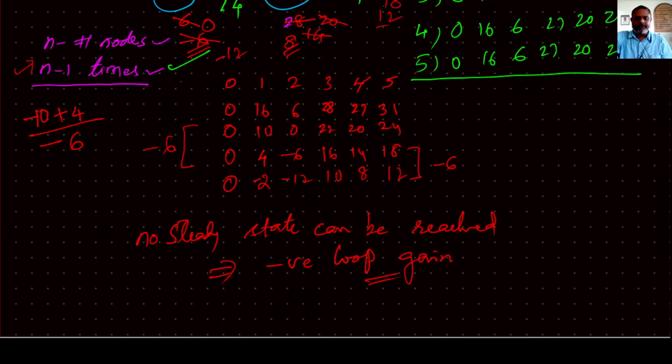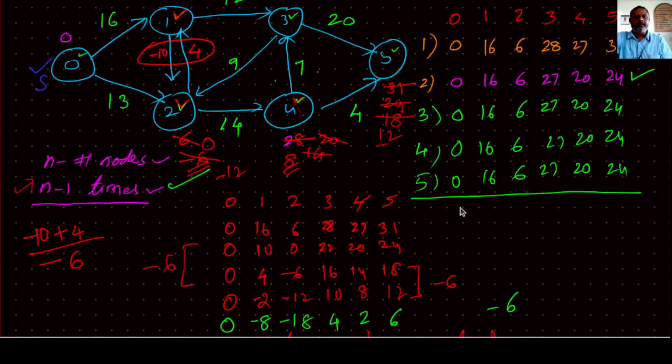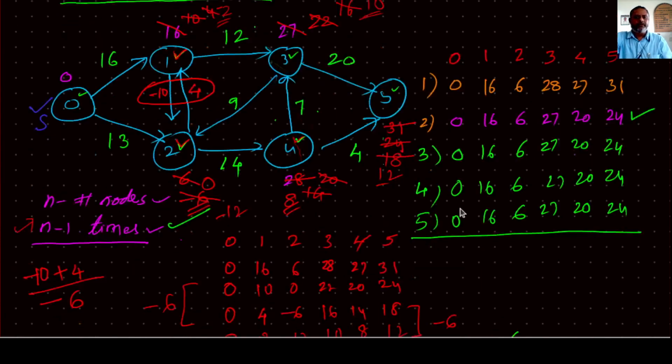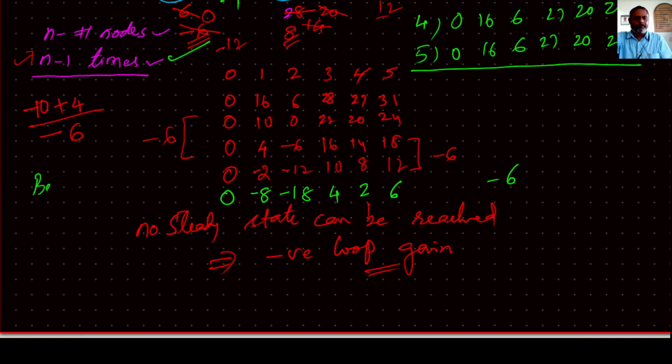If you try any more number of steps, it's definite that the next I can expect is -6, meaning this goes to -8, this goes to -18, and this goes to 4, this goes to 2, and this goes to 6 next time. Each time we get -6. So it goes on forever. So that's a problem. That's a drawback of the Bellman-Ford algorithm.